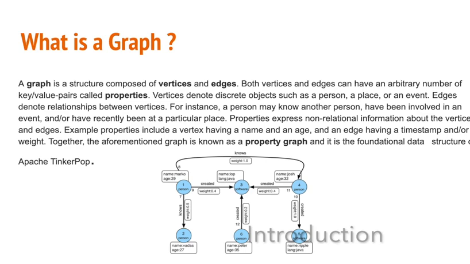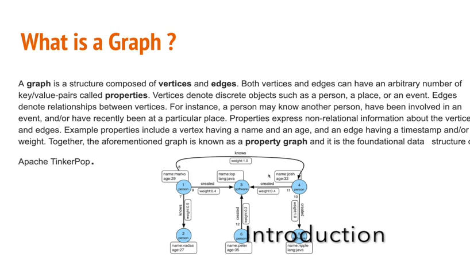Okay, so what is a graph? A graph is a structure composed of vertices and edges. Both vertices and edges can have traits called properties. Vertices denote discrete objects such as a person, place, or an event. Edges denote a relationship between vertices. For instance, a person may know another person, have been involved in an event, or have recently been at a particular place.